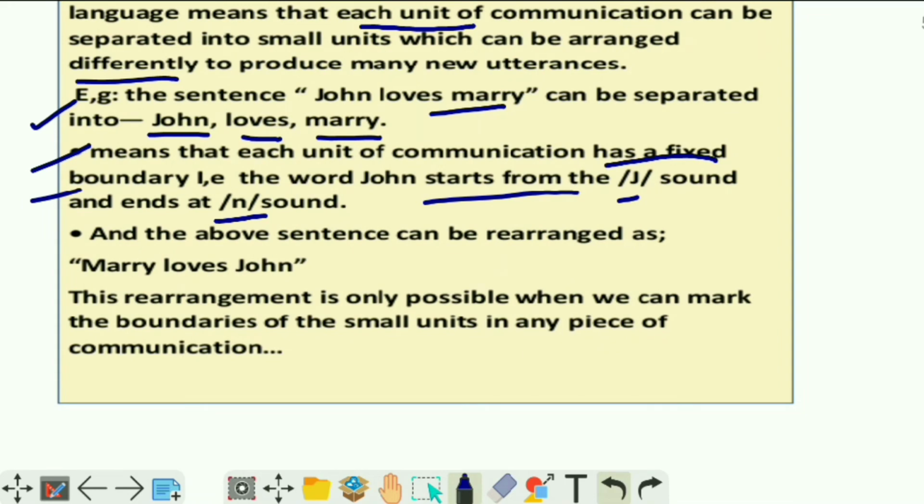Apart from this, the above sentence can be rearranged. We had John loves Mary. This can be rearranged as Mary loves John. This is not possible in animal communication. So this rearrangement is only possible when we can mark the boundaries of the small units in any piece of communication. And that is the unique feature of human language.